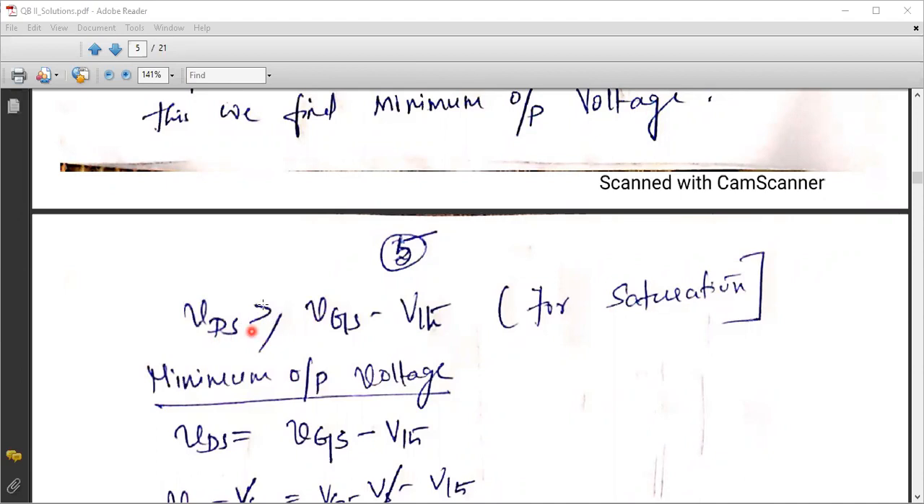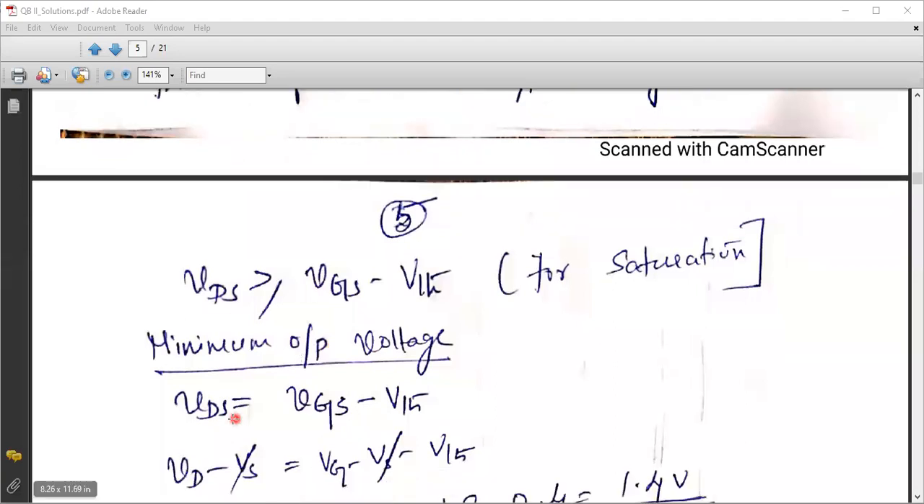Greater than or equal to is the desirable condition for saturation. From that, what is the minimum condition? Minimum means it should be equal to, right? So the minimum output voltage that is required at the drain source terminal is VDS equal to VGS minus VT.